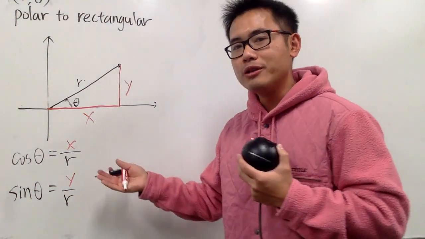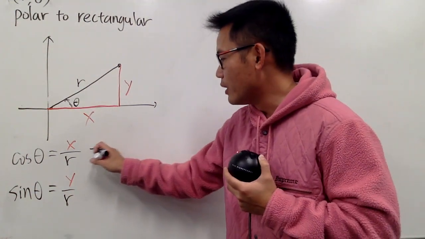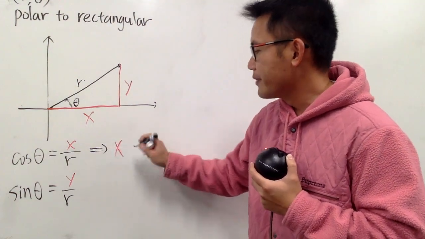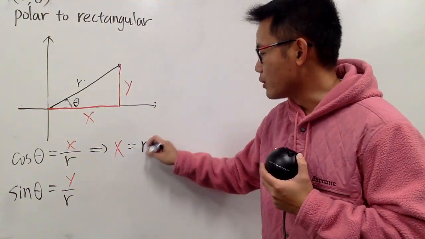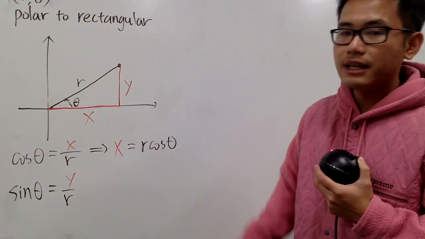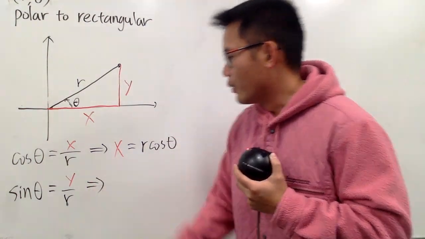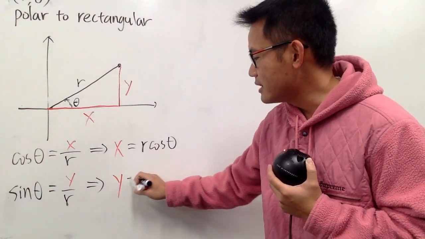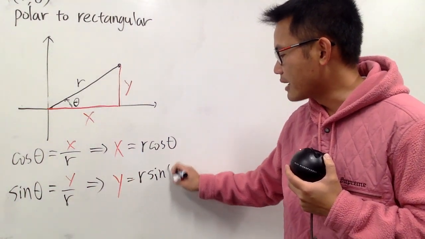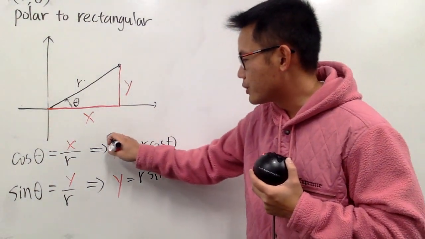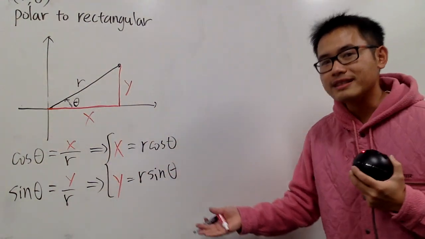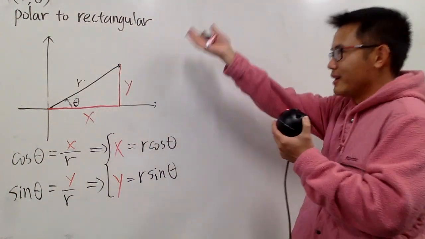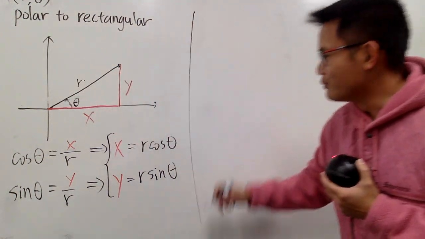Well, our goal is to get the x and y by themselves. So from here, of course, let's multiply both sides by r. So we get x equals r times cosine theta, like this. And when we have this right here, we can just multiply both sides by r, and we get y equal to r times sine theta. And these two right here are the ingredients that we need to change a polar coordinate to the rectangular coordinate. And that's pretty much it.